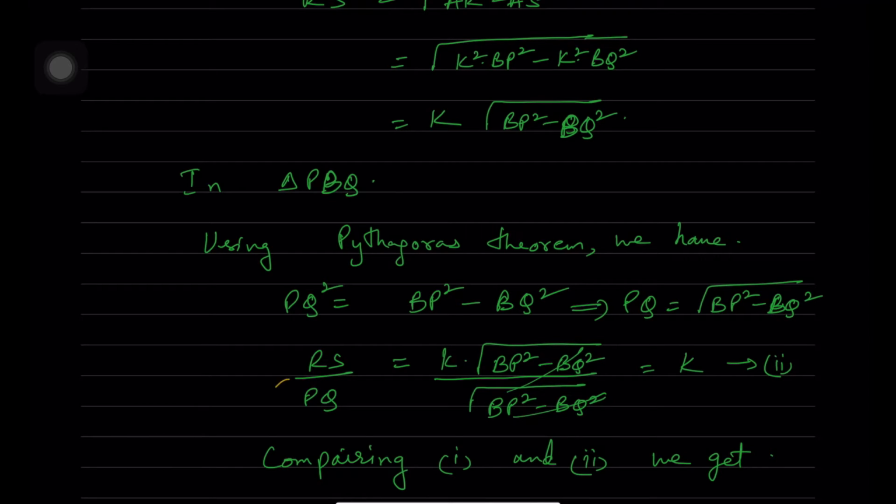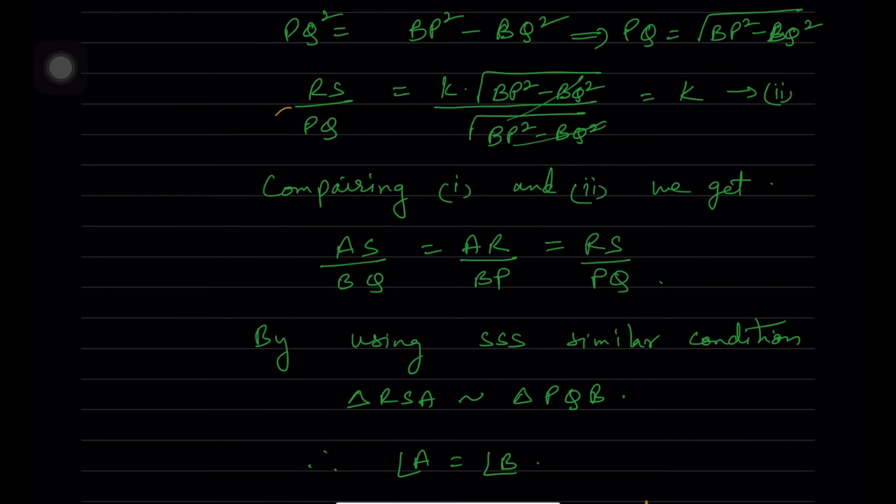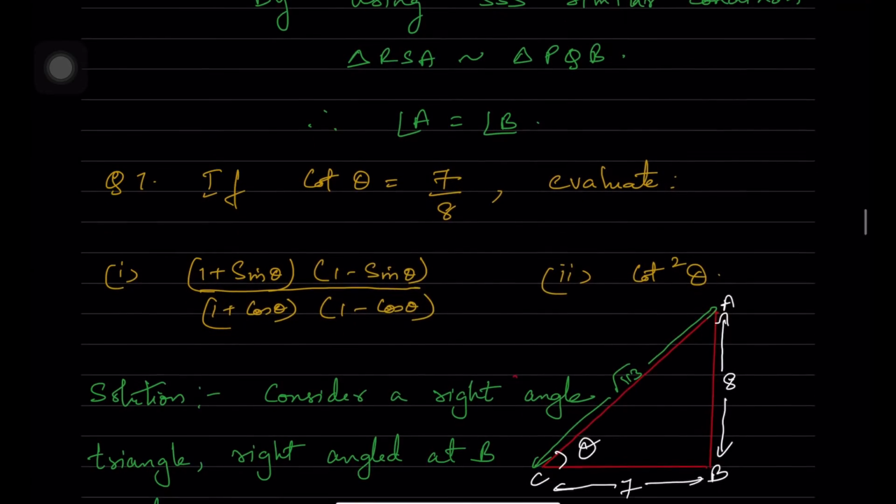So therefore RS by PQ. Now what is RS by PQ? That is equal to k into root of BP square minus BQ square by root of BP square minus BQ square. So if you cancel out that, you are getting k. So comparing 1 and 2, we get AS by BQ is equal to AR by BP is equal to RS by PQ. We have proved that all three are equal. So therefore by using triple S similarity condition, triangle RSA is similar to triangle PQB. So therefore angle A is equal to angle B.